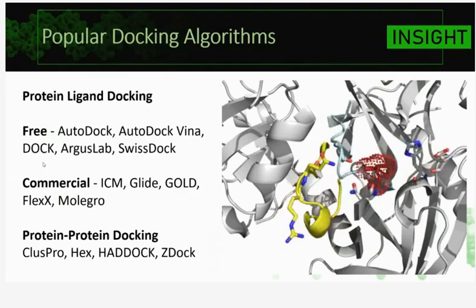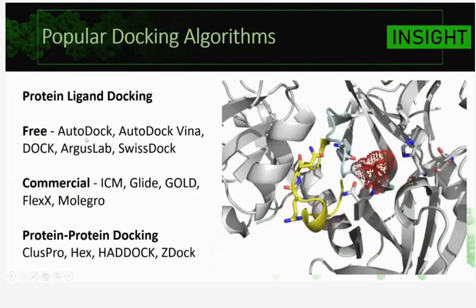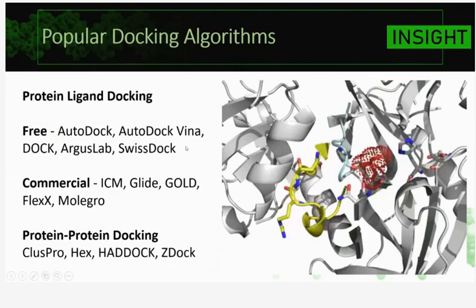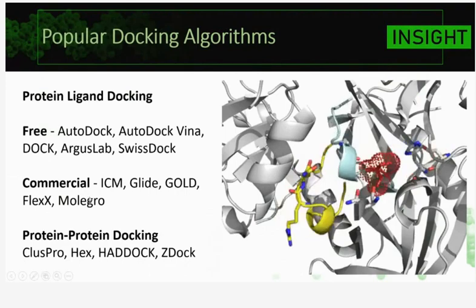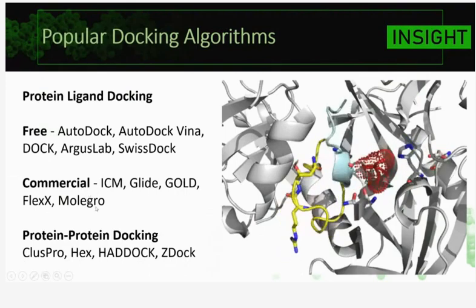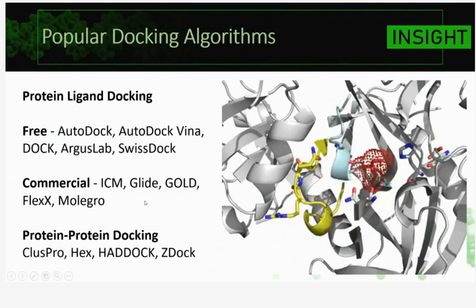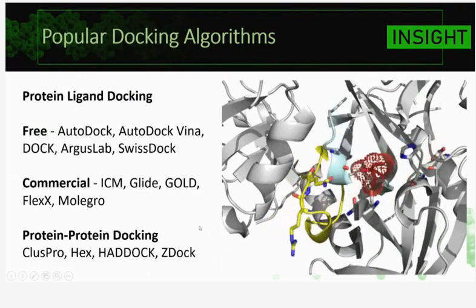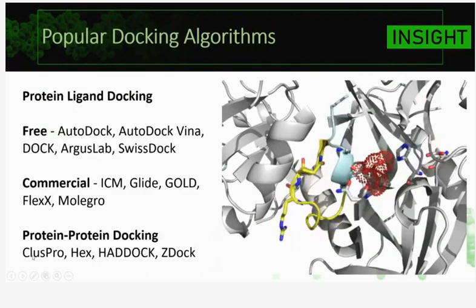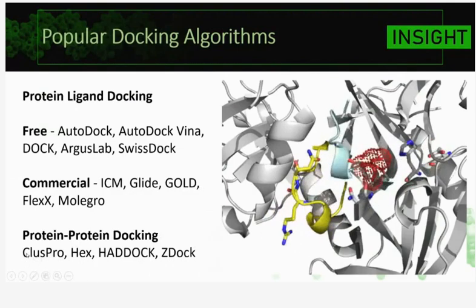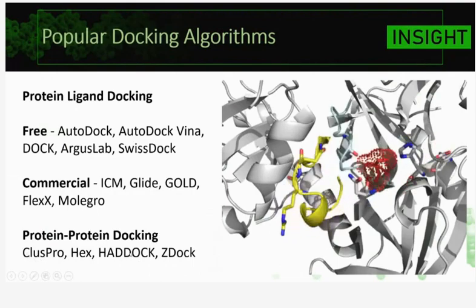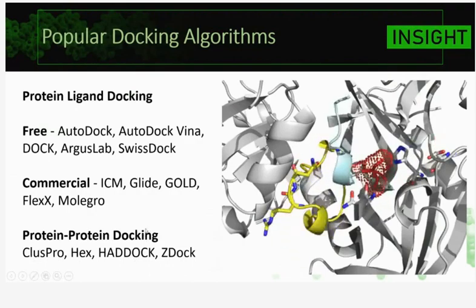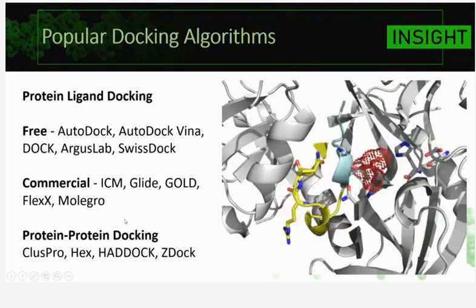Some of the popular programs available for protein-ligand docking, these are some free software like AutoDock, AutoDock Vina, DOCK, ArgusLab, SwissDock, some of them are, and many others. Then for commercial, that is the paid software, we have ICM, Glide, GOLD, FlexX, Molegro, iGEMDOCK, many are there. For protein-protein docking, we have ClusPro, Hex, HADDOCK, ZDOCK. Out of this, ClusPro also has an option to do protein-peptide docking. HADDOCK can do protein-DNA docking. So these are different types of tools which are available for your analysis. We'll be talking about many of these tools going forward.